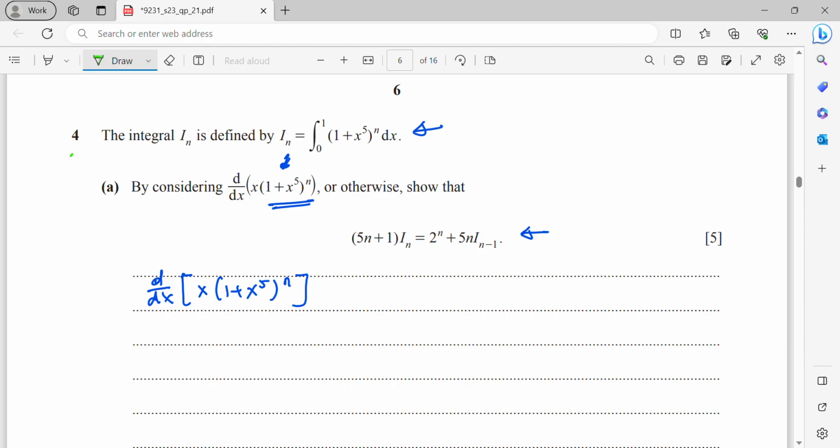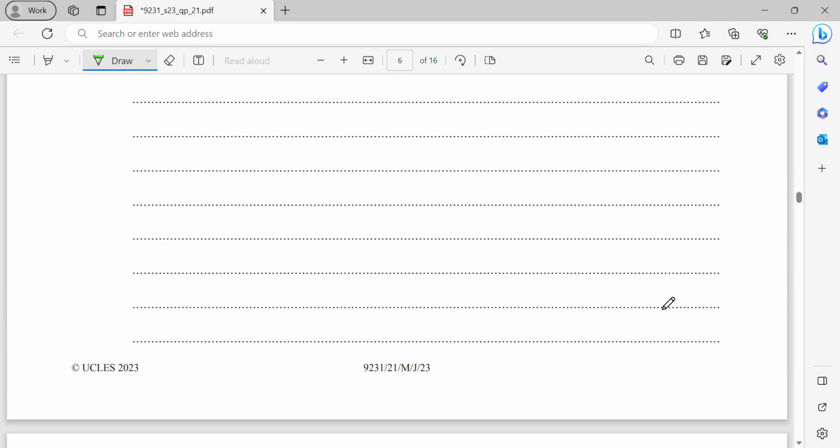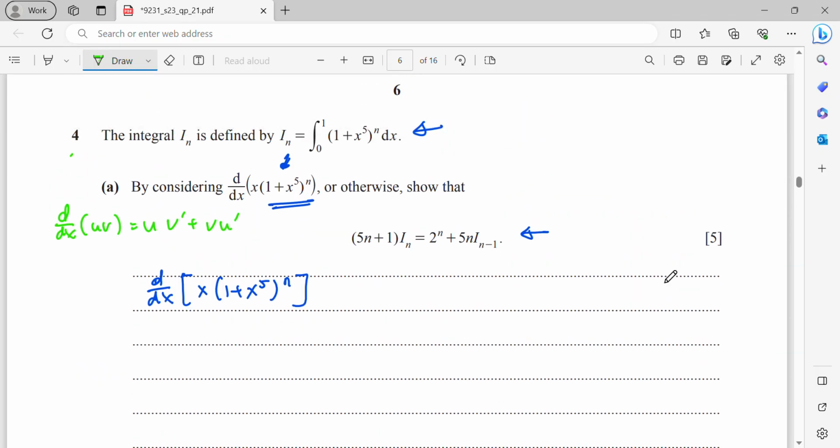we need to apply the product rule. So d over dx of uv will be u v prime plus v u prime. Okay, so now I will show you step by step. Let u equal x. This is my u. Then my u prime will be 1. My v is (1 plus x to the power 5) to the power of n.